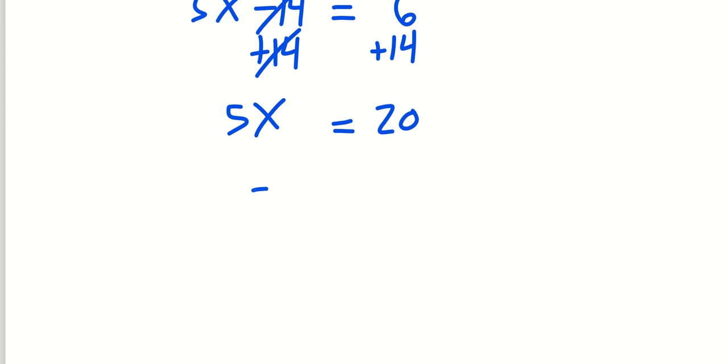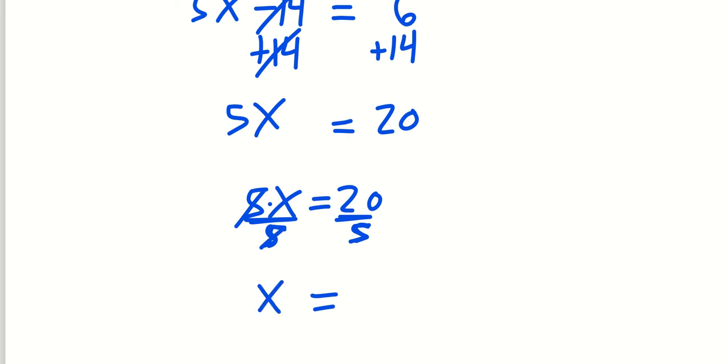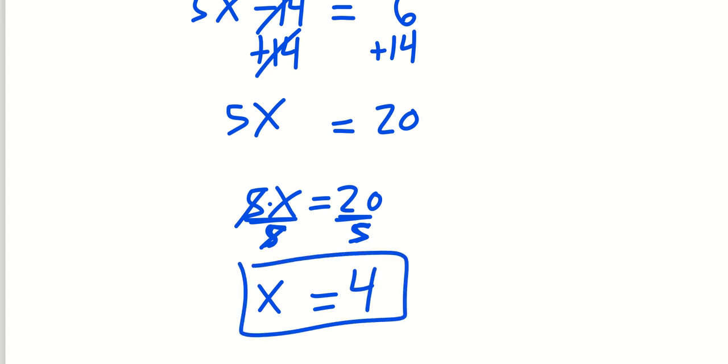And now we have one more step. In order to get the x by itself, we need to remove this 5, which is multiplying. The opposite of multiplying by 5 is dividing by 5. And whatever we do to one side, we have to do to the other side of the equation. The times 5 and divide by 5 cancel. Multiplicatively it's 1, so we get 1x, which is just x. 20 divided by 5 is 4. So our solution is x equals 4.